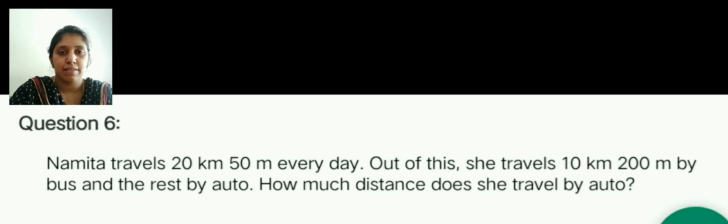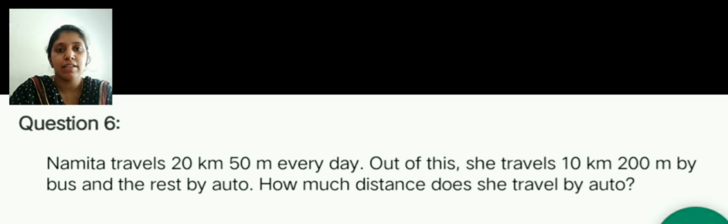Question number 6. Namita travels 20 km 50 meter every day. Out of this, she travels 10 km 200 meter by bus and the rest by auto. How much distance does she travel by auto?